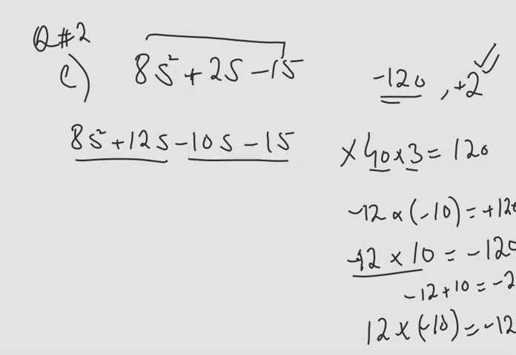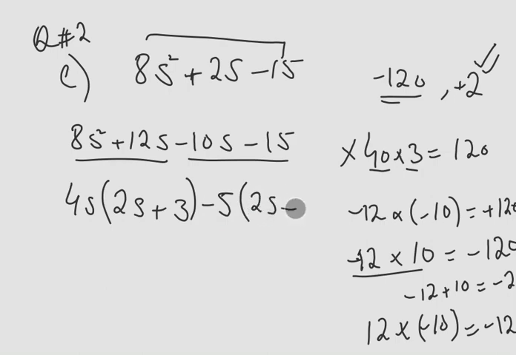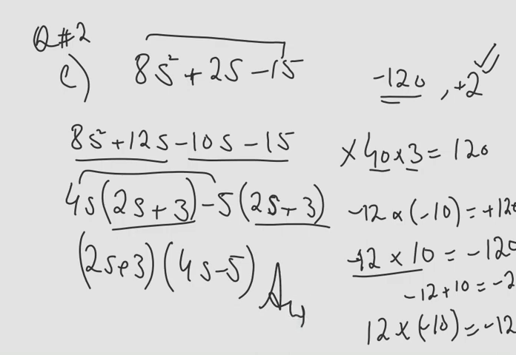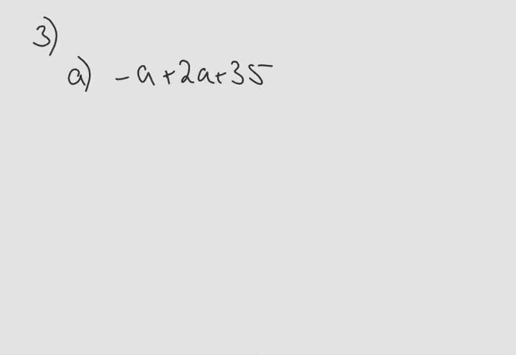In common in these two is 4s. So 4s 2s are 8s square, plus 4s 3s are 12s. In these two, common is minus 5. So 5 2s are 10s, minus minus plus, 5 3s are 15. 2s plus 3 and 2s plus 3 are common. So 2s plus 3 and 4s minus 5. So these are the factors of 8s square plus 2s minus 15.